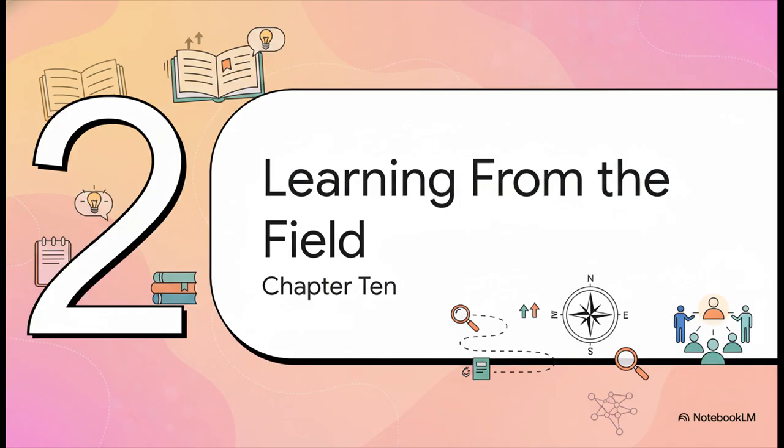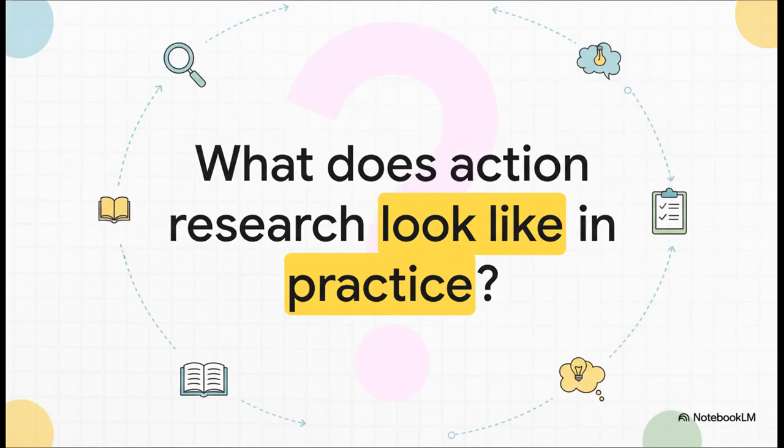Now that we know where to look, the logical next step is to learn from people who've already walked this path. This chapter is all about getting those crucial insights from the field. And this is the big question, isn't it? The one that Chapter 10 really tries to answer. I mean, it's one thing to understand the theory, but what does a finished action research project actually look like? What can we learn from studies that are already out there?